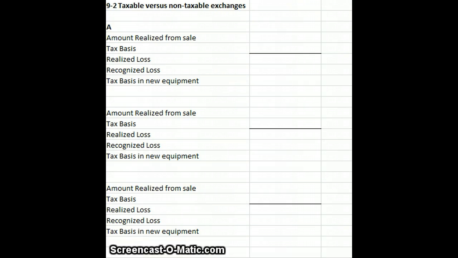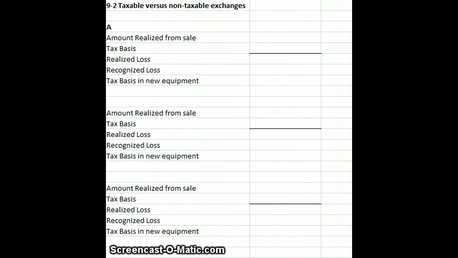Okay, we are doing an example problem from Chapter 9 under Application Problems, number 2 on page 253. It reads: Business K exchanged old machinery with a fair market value of $95,000 for new machinery, which also had a fair market value of $95,000. Business K's tax basis in the old machinery was $107,000.